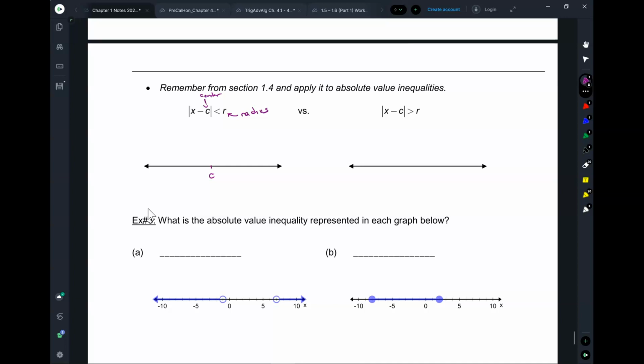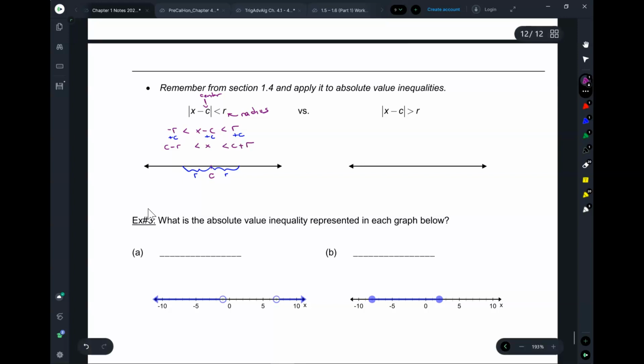If this is less than r, absolute value less than something, this is an and inequality. So it'll be negative r less than x minus c less than r. Now, if r is my radius, that means from here, I'm going to go r units away to both sides. So let's go back to the equation. Let's solve this for x. Plus c, plus c, plus c. I have c minus r less than x less than c plus r, right?